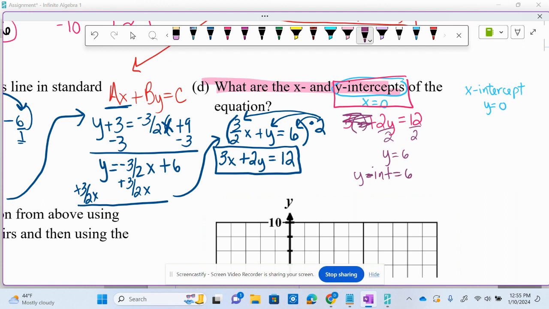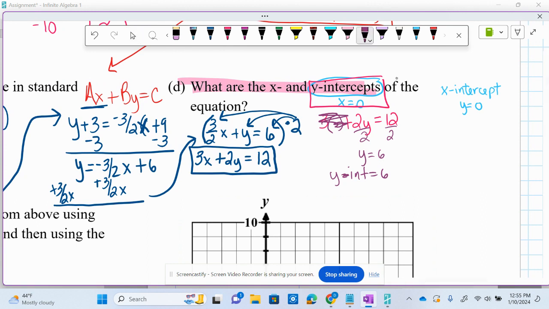So now let's find the x-intercept. I'm going to do the same thing and use the cover-up method. So I have 3x plus 2y equals 12. Well, when I let y equal 0, I have 2 times 0, which is 0. So I just cover the whole thing up and ignore it. That leaves me with what equation? 3x equals 12. I divide both sides by 3. X equals 4. That means that the x-intercept is 4.